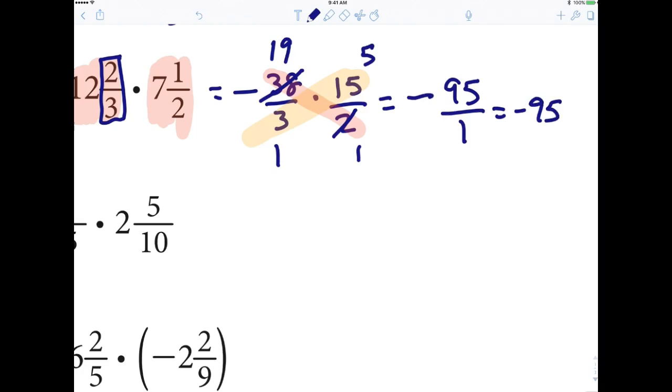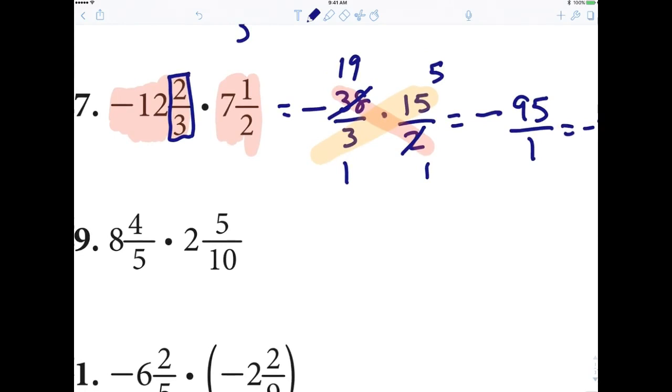Now's the time where you got to say how you're doing. That's really about as hard as it can get. Is everybody okay with that? So the rule: you must convert mixed to improper, then you multiply. Where does the 12 and the 7 come from? Remember, that's when you multiplied. You did 3 times 12 plus 2.